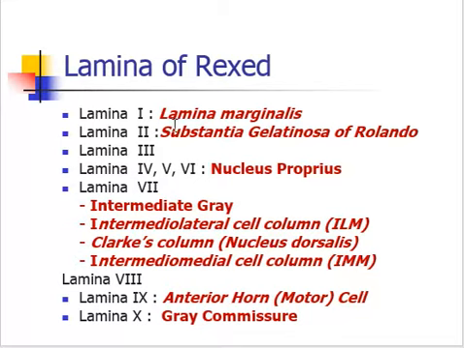So lamina 1 is called the posteromarginalis, otherwise called the marginal nucleus. Laminae 2 and 3 are the substantia gelatinosa of Rolando. Laminae 4, 5 and 6 are the chief sensory nucleus, called the nucleus proprius. Lamina 7 is the intermediate gray, the intermediate cell column, and lamina 9 is the anterior horn. Up to lamina 6, these are contained in the posterior gray horn.